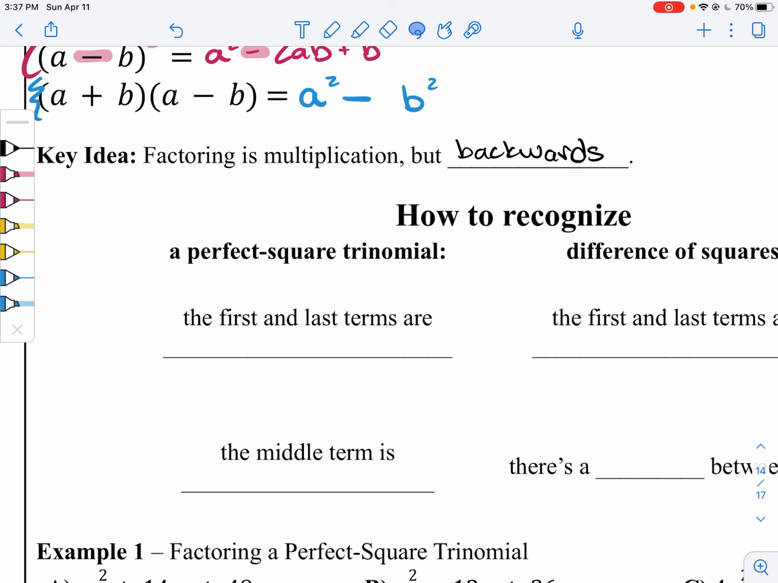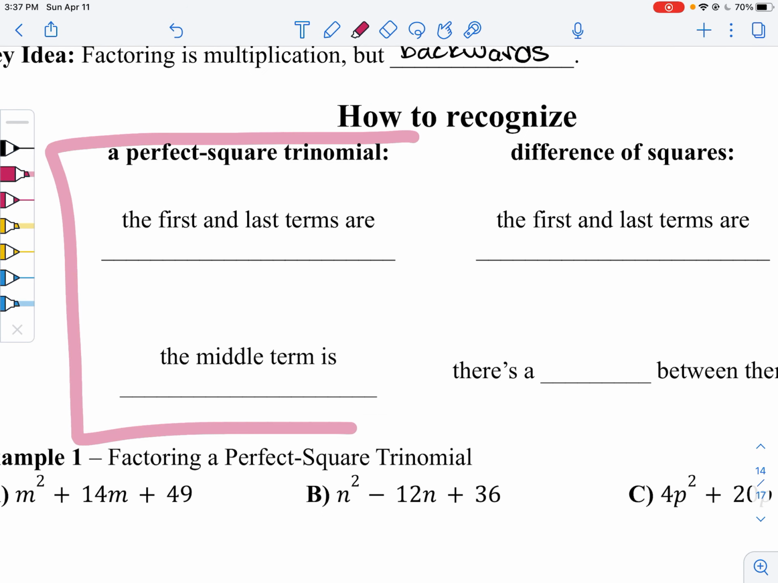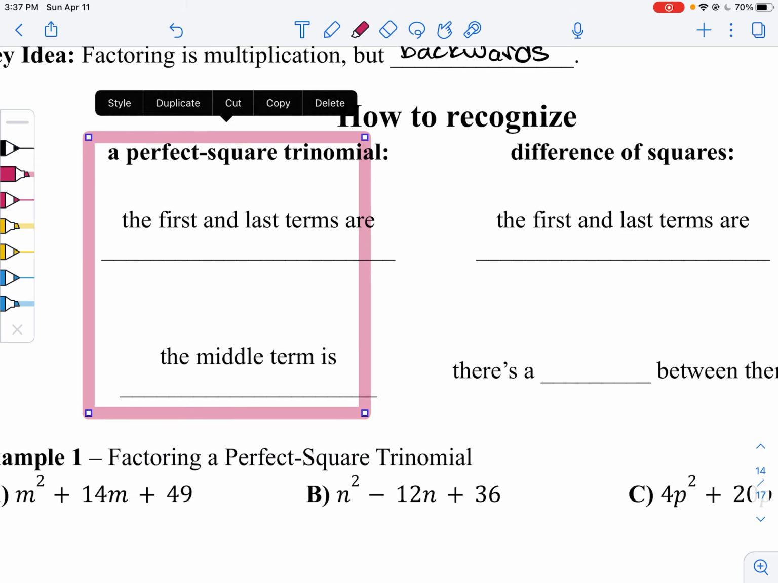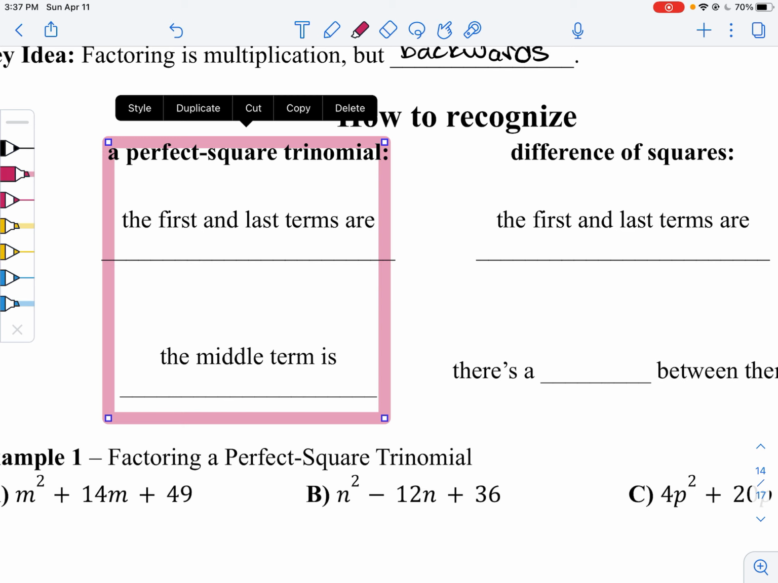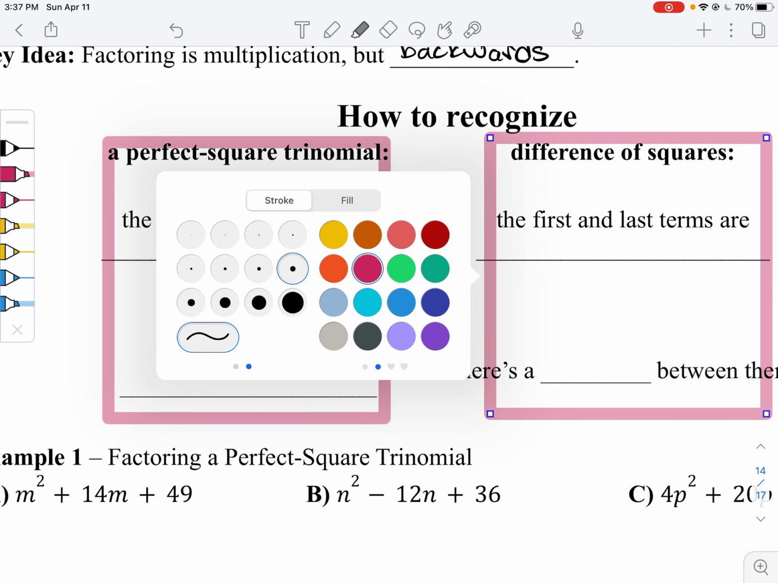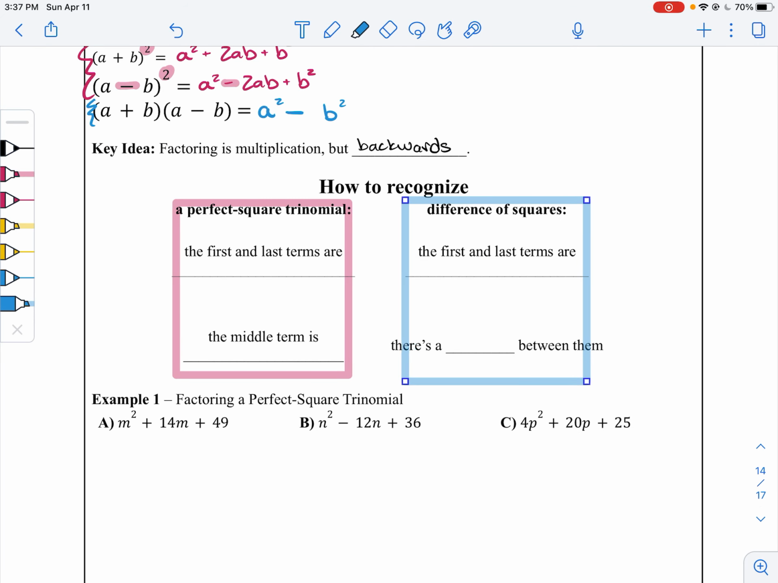So here's how to recognize our two kinds. We've got our perfect square trinomial, which is either a plus b squared or a minus b squared. And then we have the difference of squares.